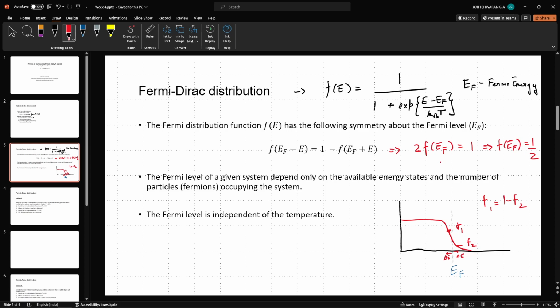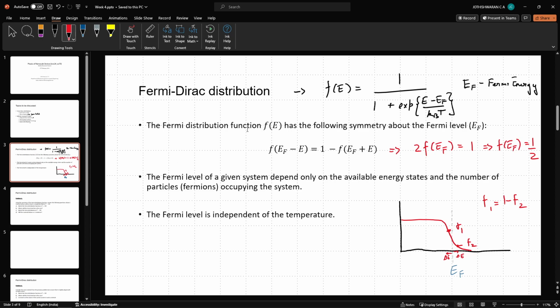So it is a property of the system and the number of particles occupying the system. No other parameters are involved in defining EF. Later on, as we move further ahead in the course, we will solve some problems where, given a particular system, we will try to define what the Fermi energy is. However, we won't do that today. And as I've been mentioning again and again, the Fermi level is independent of the temperature. It has no dependence on the temperature.